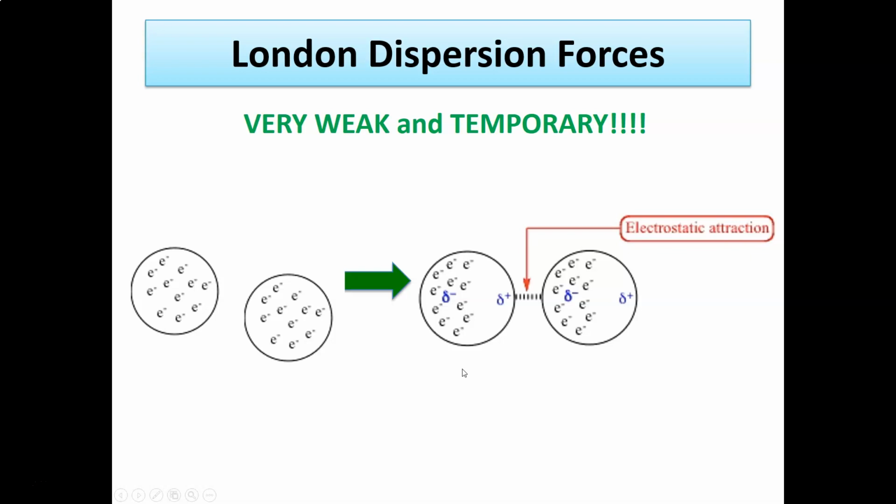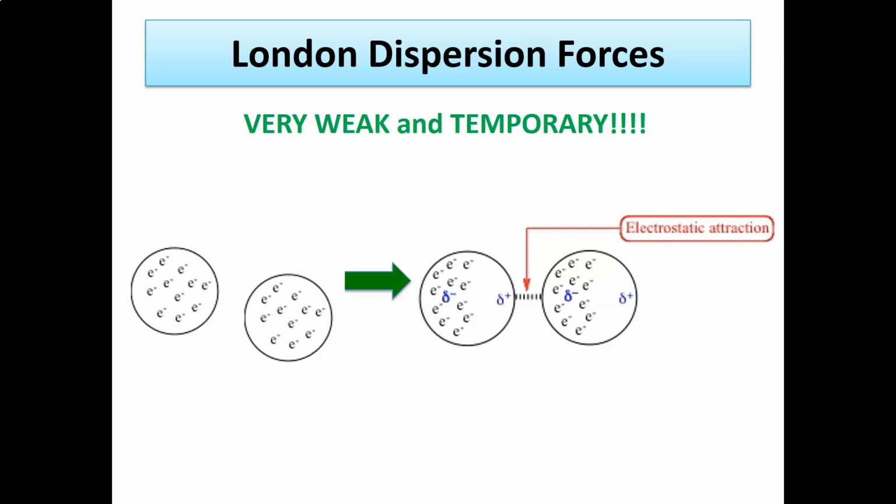Let's look at London dispersion forces. Sometimes we abbreviate that to be LDF because nobody wants to write that whole thing out. It's really, really important that you understand that these are very, very weak and they are temporary. They are not permanent, okay? So what ends up happening is you have something that's non-polar and the electrons are spread out nice and evenly all over. But remember that the electrons are not locked in place. Remember that they move around randomly.